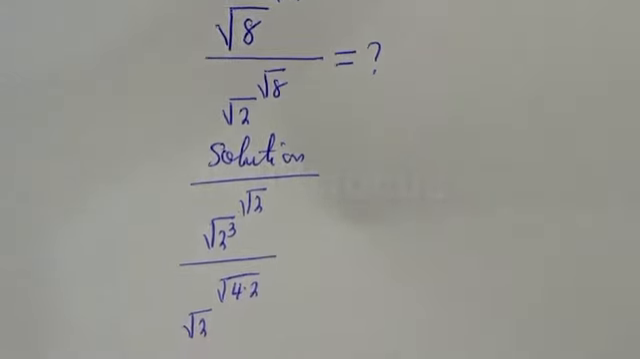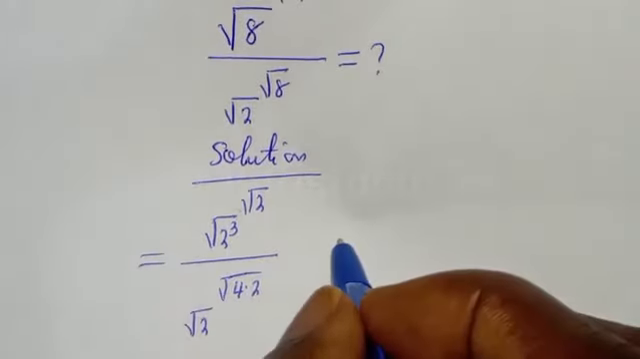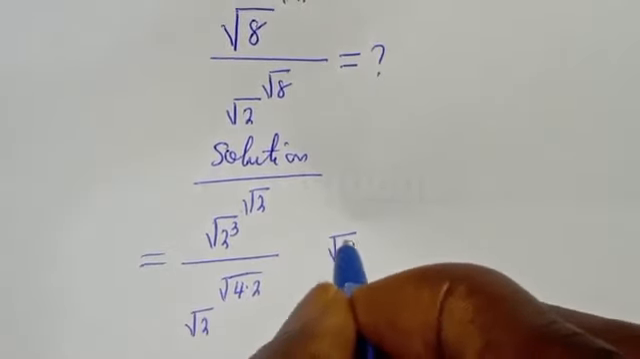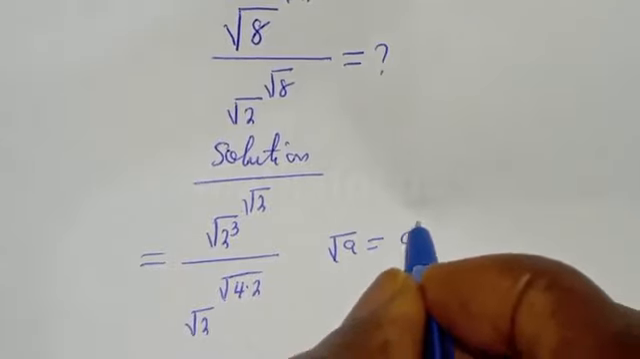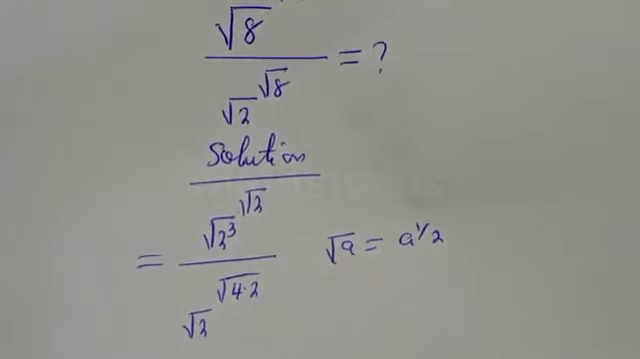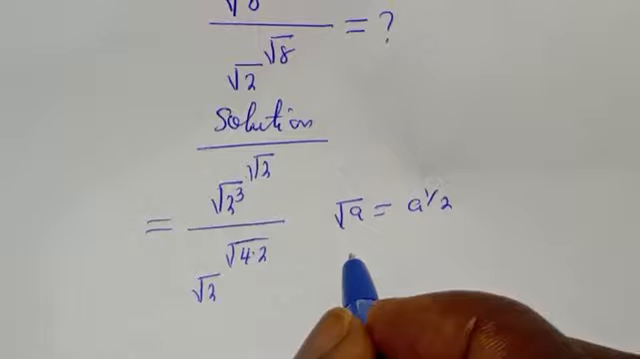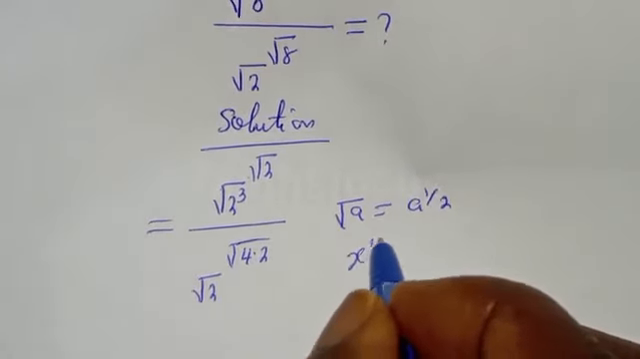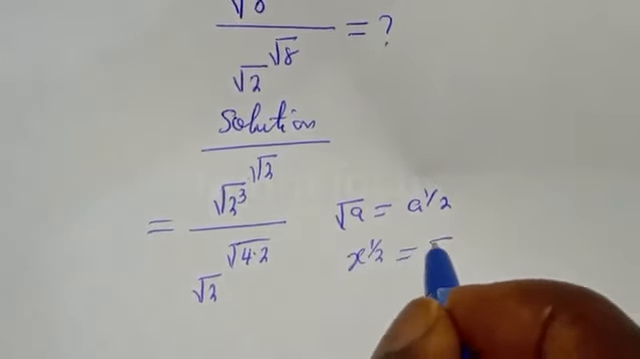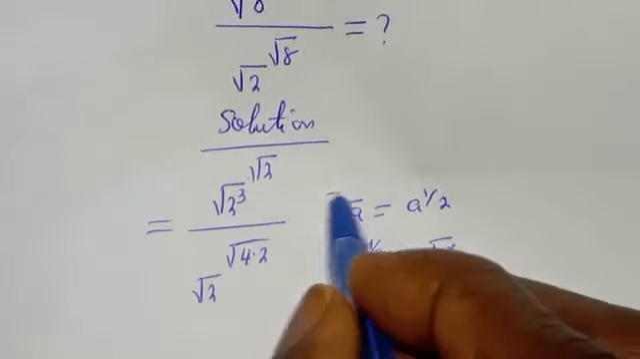Now take note of this: if you have square root of a, this is equal to a raised to power 1 over 2. And if you have x raised to power 1 over 2, this is equal to square root of x.